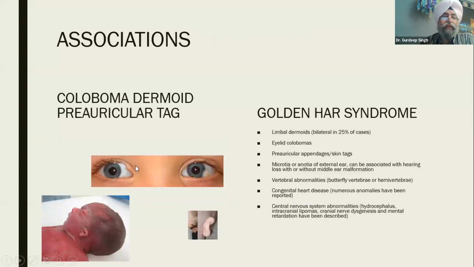So here you can see a limbal dermoid with lid coloboma and a pre-auricular tag, and this is the baby before autopsy. You can see the pre-auricular tag here also in this baby.